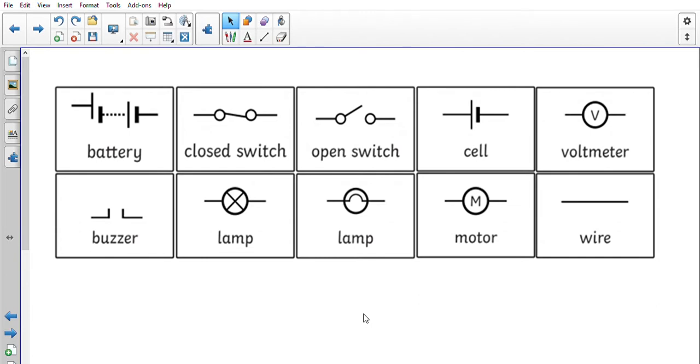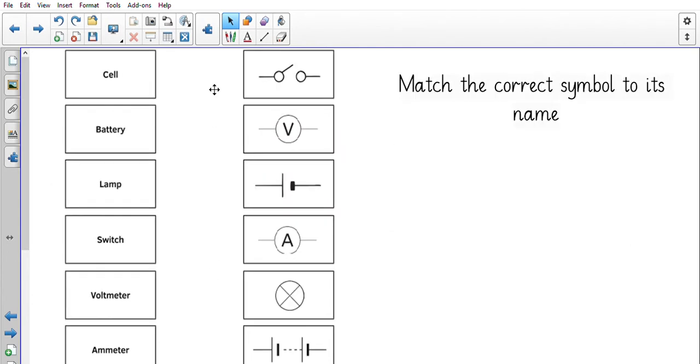Now when we are drawing circuits we use scientific symbols like this, and these are symbols which are used widely. So if you were going to see an example of a circuit, everybody would use the same symbols and it's therefore easier to read. So we have got here a battery, a closed switch, an open switch, a cell, a voltmeter that measures the voltage, a wire, a motor, a lamp, or a lamp can look like this, and a buzzer. So let's see if we can match them up.